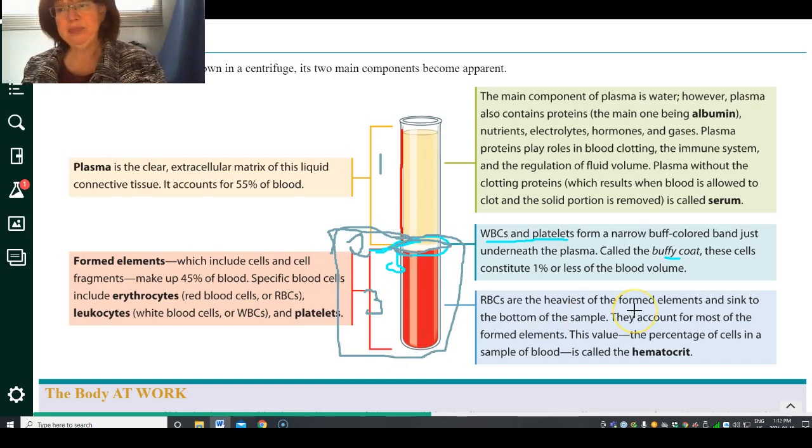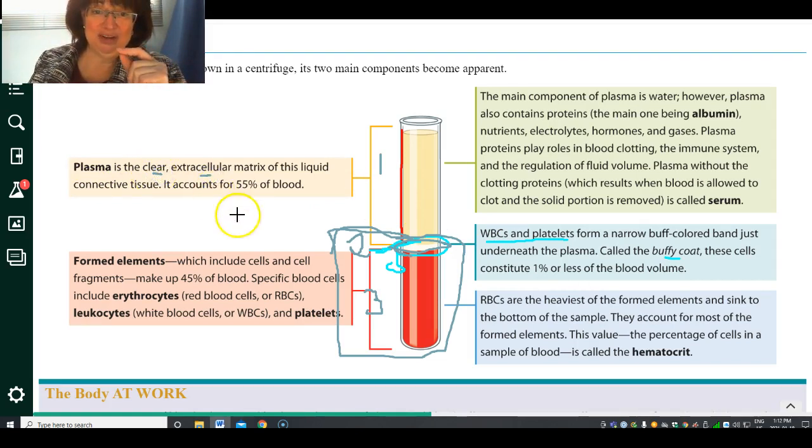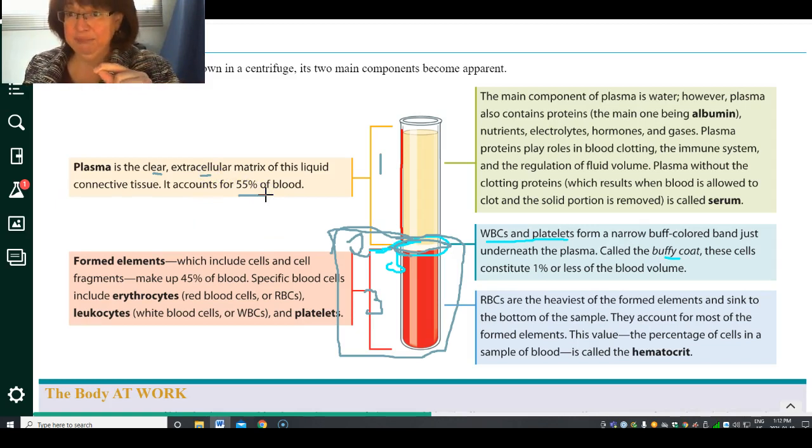Good. So when you look at your plasma, it is clear extracellular matrix, and this is 55% of your blood. This is where the main proteins are, okay? And the main one being albumin. And albumin is basically this great big protein that stays in your blood. It can be used for nutrients if it really needs to, but it's more there for osmotic or what's called oncotic pressure.